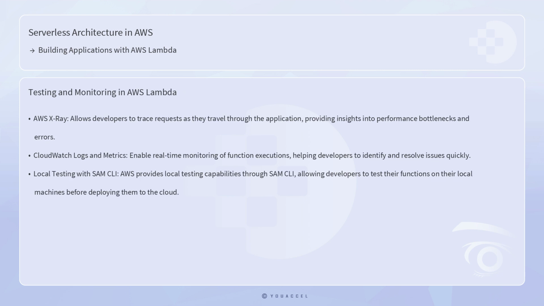Testing and monitoring are crucial aspects of building reliable applications with AWS Lambda. AWS provides several tools to facilitate these processes. AWS X-Ray, for example, allows developers to trace requests as they travel through the application, providing insights into performance bottlenecks and errors. CloudWatch logs and CloudWatch metrics enable real-time monitoring of function executions, helping developers to identify and resolve issues quickly. Additionally, AWS provides local testing capabilities through SAM CLI, allowing developers to test their functions on their local machines before deploying them to the cloud.